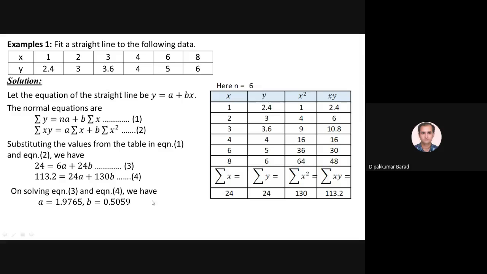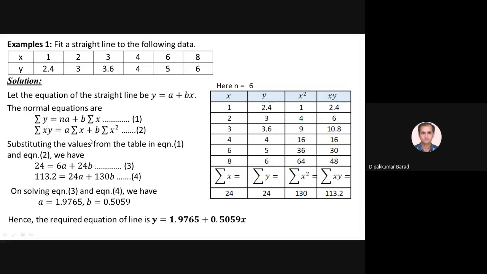So once we get a and b, I get the function y is equal to 1.9765 plus 0.5057x. If you remember the normal equations, once you remember the first one, the second one you can easily write. If you multiply the whole equation by x, you get summation xy equal to a summation x plus b summation x squared. From the normal equations we get the idea of what we require. We require summation x squared, summation xy, summation x, and summation y. So we need to draw a table and find these values.